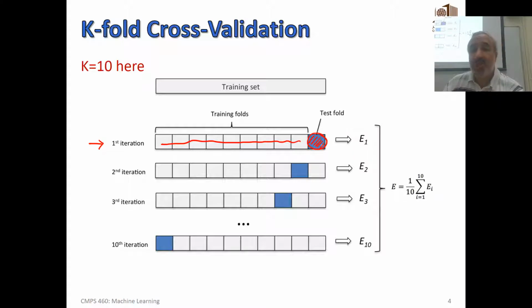In the second iteration, we'll change the test fold. It will be that fold. So now we are testing on this, and training on which ones? These folds.